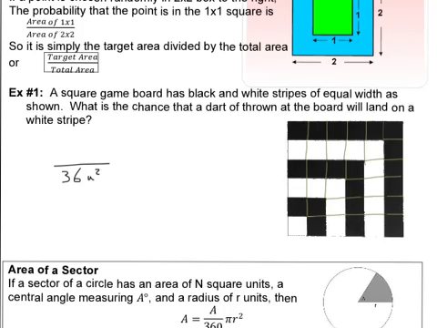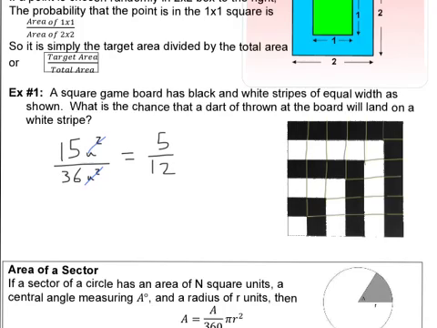Okay, so what's the chance of it hitting a white stripe? Well, how many white units do I have? 1, 2, 3, 4, 5, 6, 7, 8, 9, 10, 11, 12, 13, 14, 15. So I have 15 unit squares there. Now my unit squares get to cancel each other out, and I just have 15 over 36, which reduces, I could take a 3 out of each of those, down to 5 over 12. So my probability is 5 in 12.